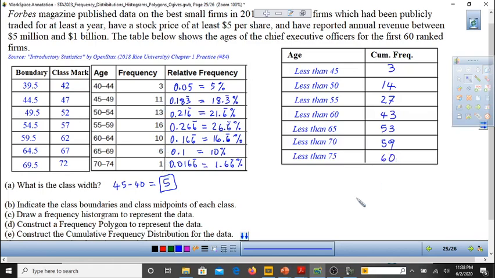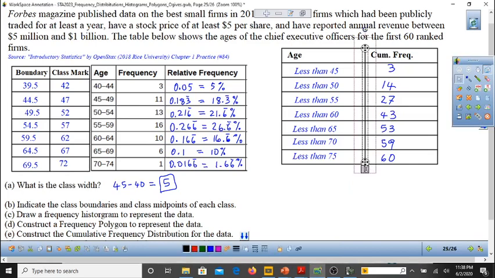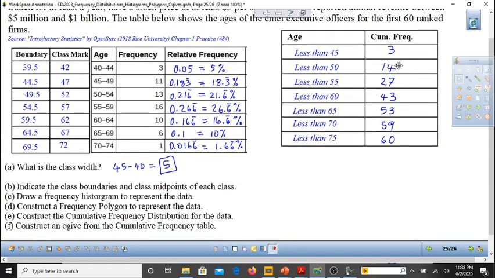And that is your cumulative frequency distribution. That's it. It is that easy. That's the cumulative frequency distribution.